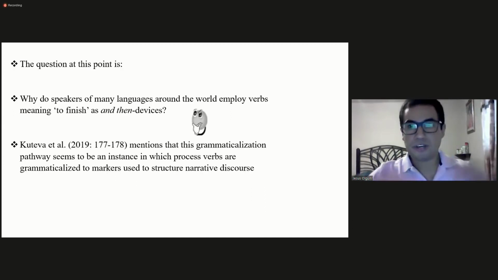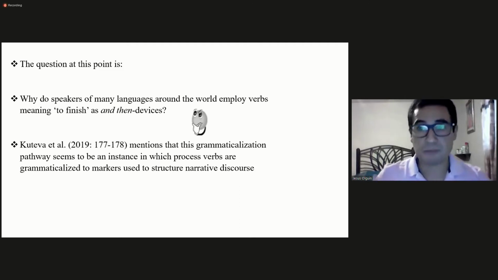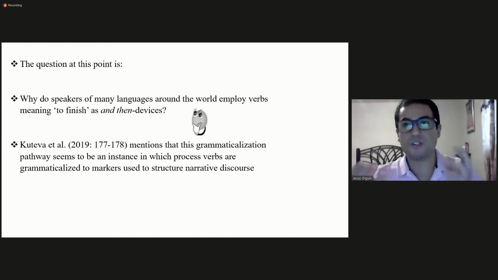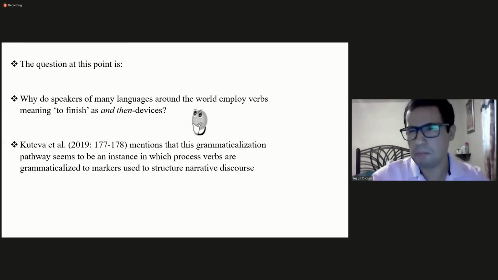And the question here again, why do speakers of many languages around the world employ verbs meaning to finish as and then devices? One possible explanation to this is found in Kuteva. She mentions that this grammaticalization pathway seems to be an instance in which process verbs are grammaticalized to markers used to structure narrative discourse. And that's one possible explanation for this.